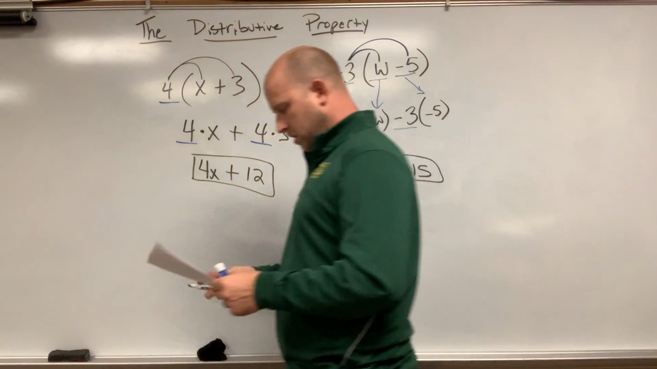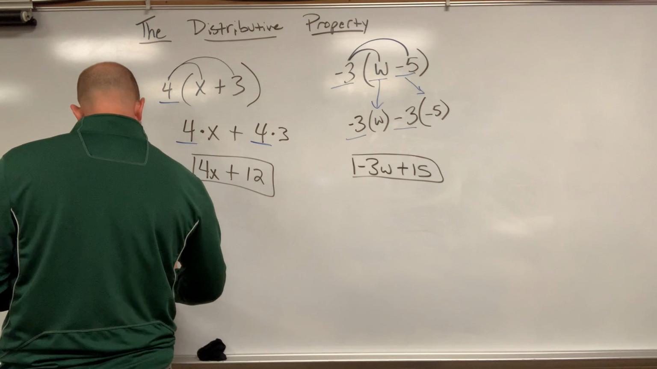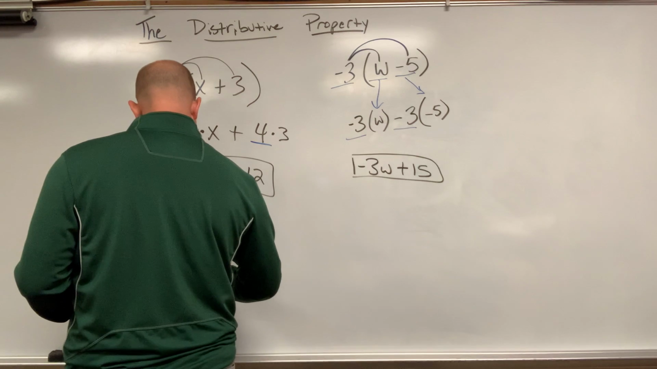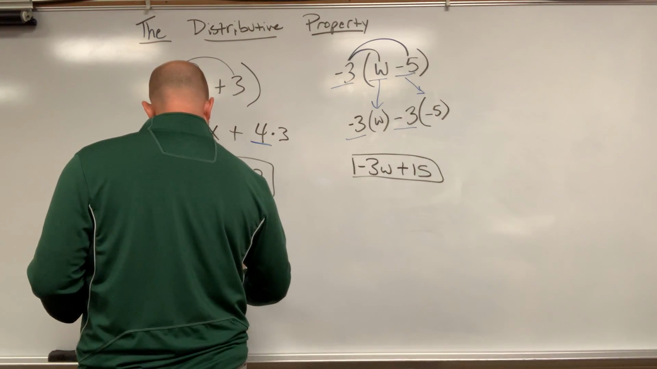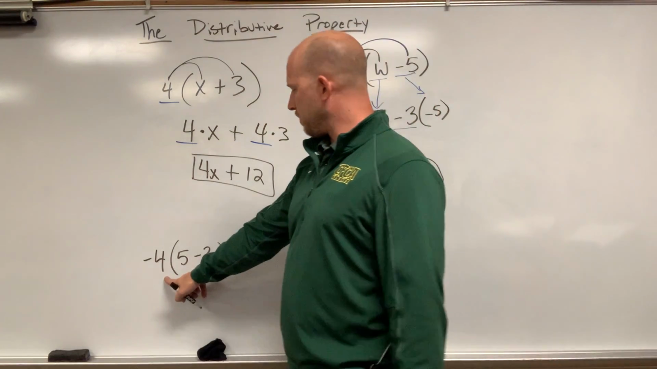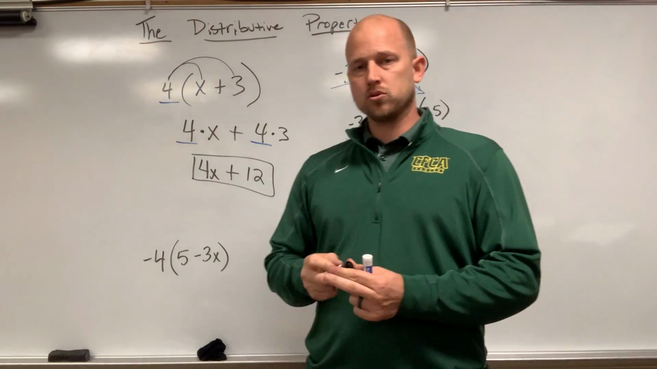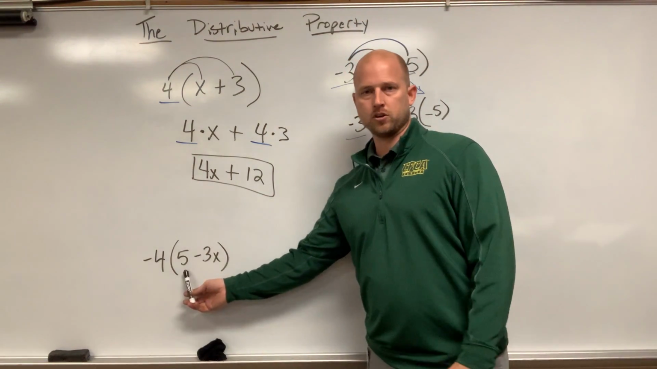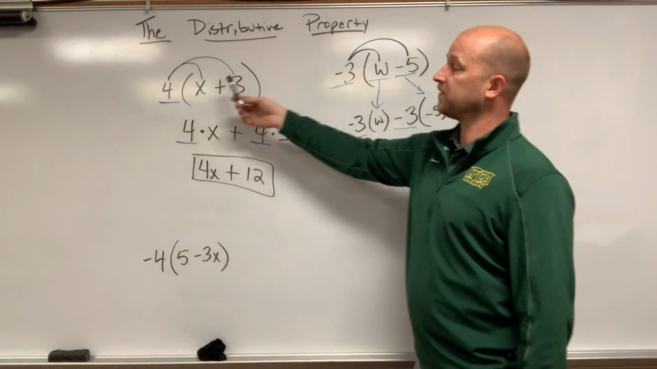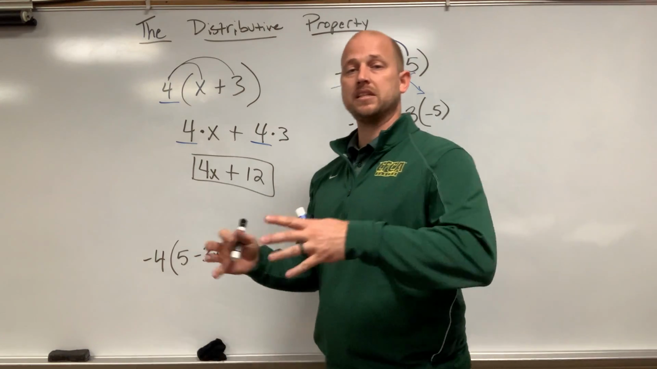Let's go with -4 times 5 minus 3x. So this one here: we have a -4 and we're multiplying it by 5 minus 3x. Again, your variables are not always going to be the first term inside of this little expression like it was up here, where they didn't even have coefficients. This one has a coefficient and it's the second term inside the expression.